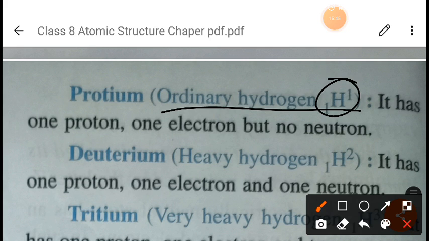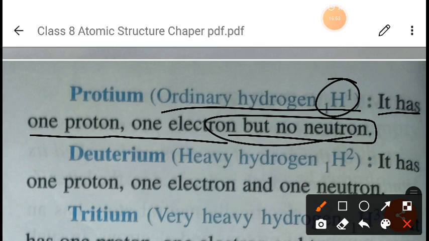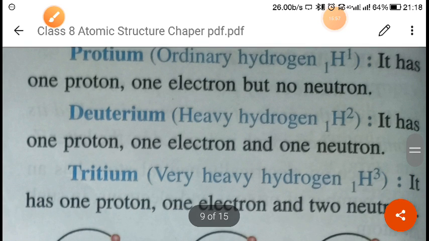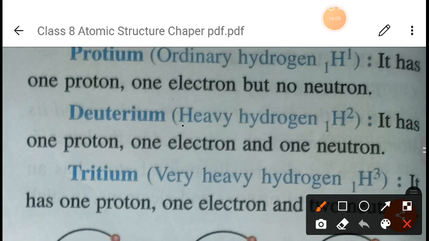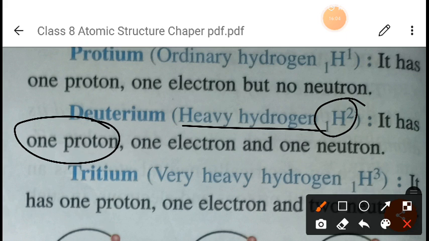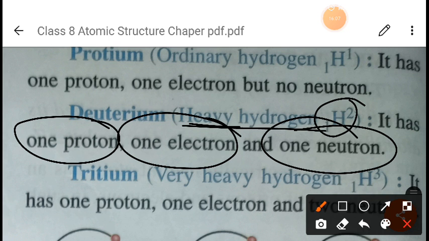Okay, it has only one proton and one electron but no neutron. But when we talk about deuterium, also called heavy hydrogen, it has one proton, one electron and one neutron. So this is called deuterium.